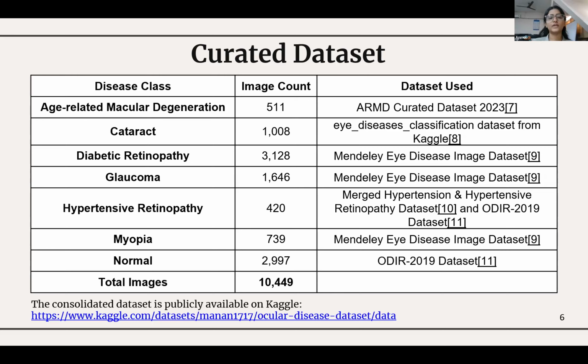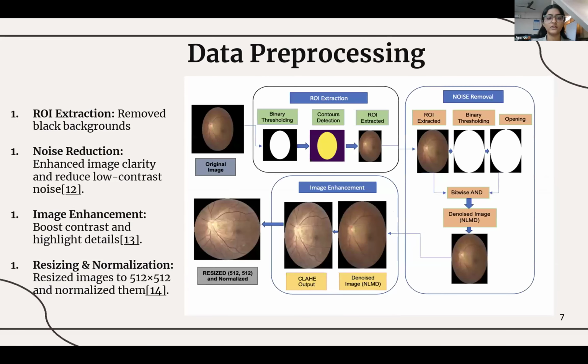Now, looking at the pre-processing steps, the first one was the region of interest extraction to remove the black backgrounds. We did that by binary thresholding and contour detection. The second was noise reduction using morphological operations to enhance the image clarity and reduce the low contrast noise. The third was image enhancement to boost the contrast and highlight the details in the image. Then resizing and normalizing the image to a 512 by 512 input size.